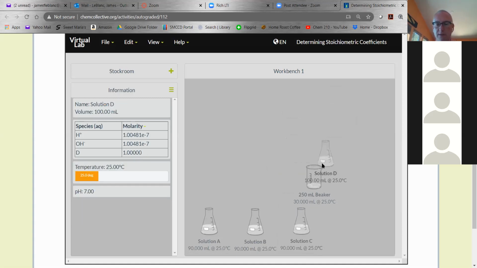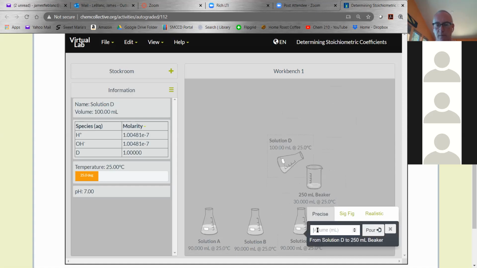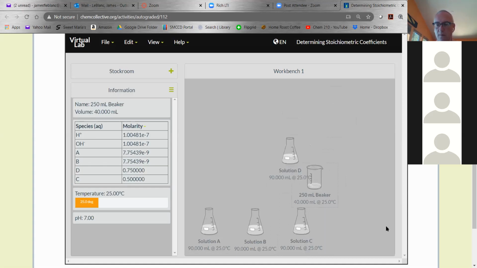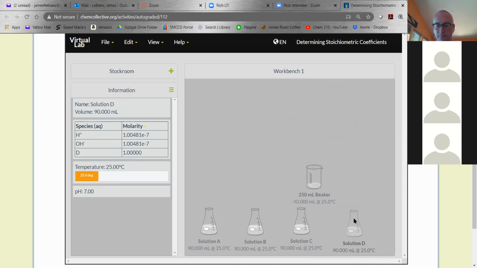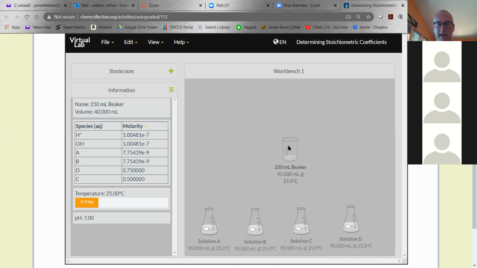And I'm going to put 10 mils of D in there. Pour. 10 mils of D. And then move my D out of there. All right, now let's see what's actually left in there. So what are my expected concentrations of A, B, C, and D in this situation?